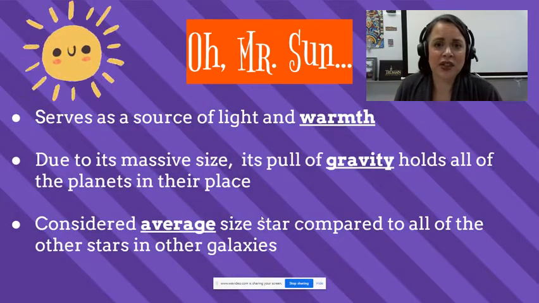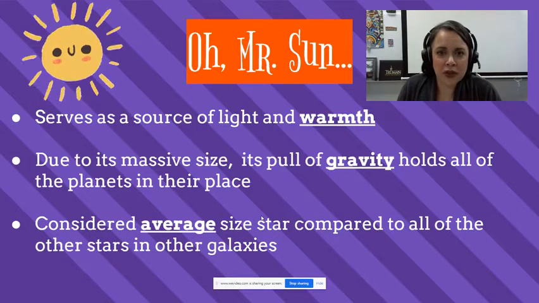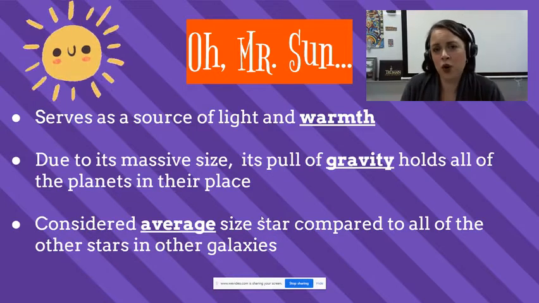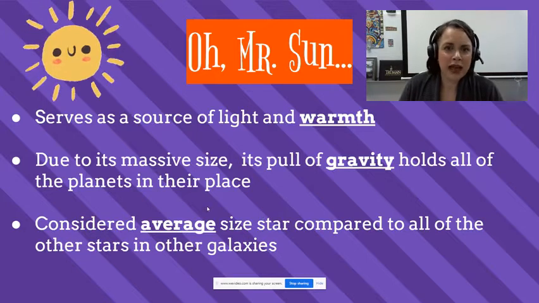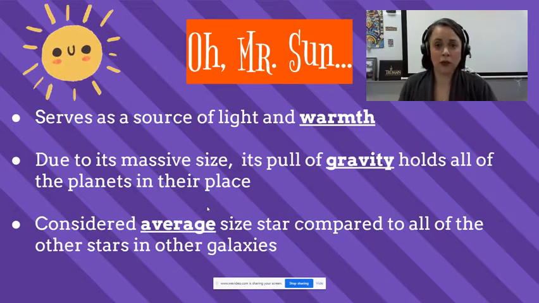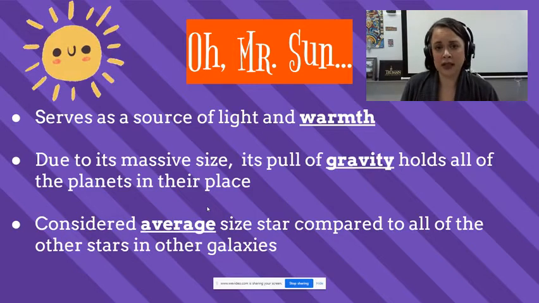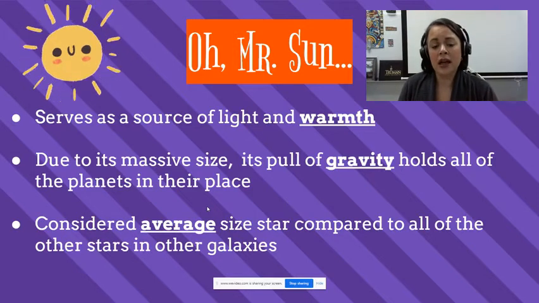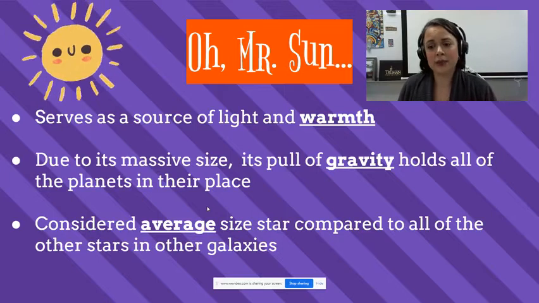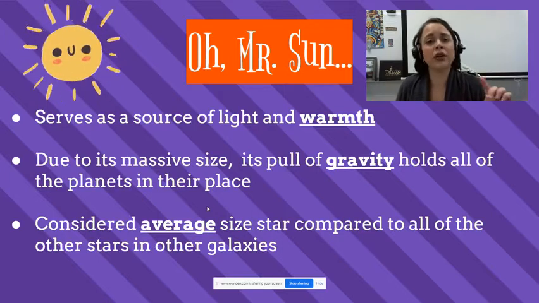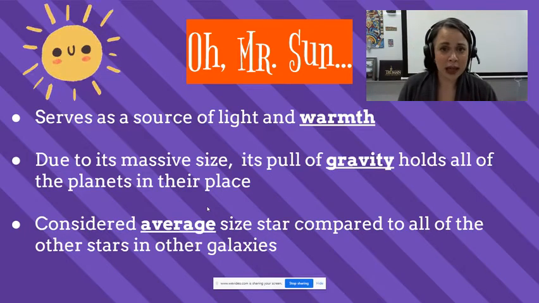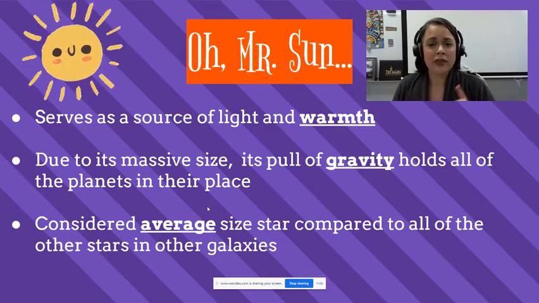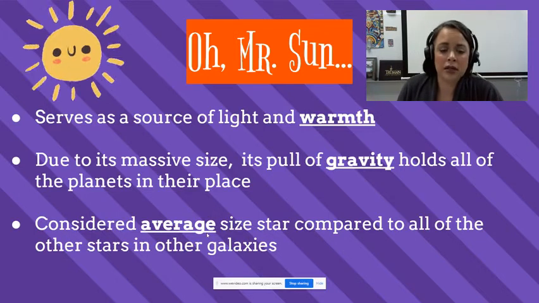The sun also serves as a source of light and warmth. So why do we have warm, sunny days? Well, it's because of the sun. And we can see now how massive the sun is in relation to the other planets. Due to its massive size, its pull of gravity is what's holding all of those planets in orbit around it. So there are actually 8 planets in our solar system that are revolving around the sun.